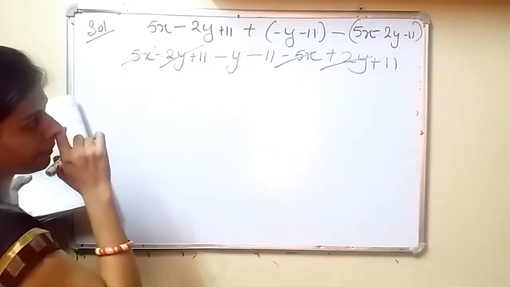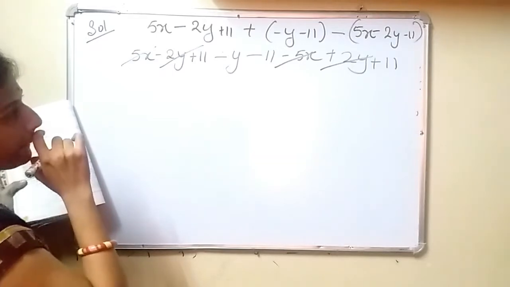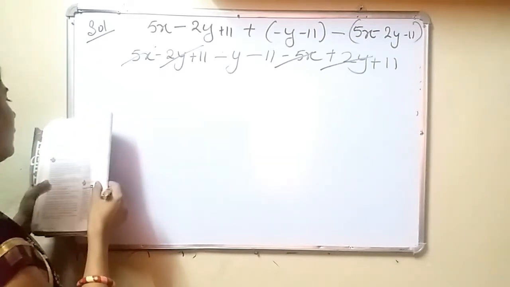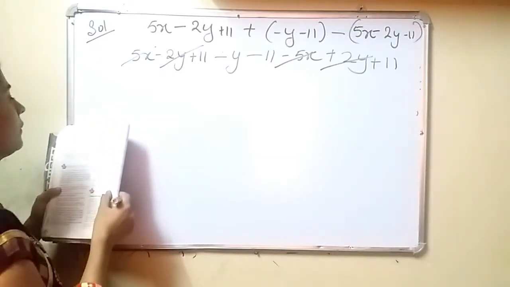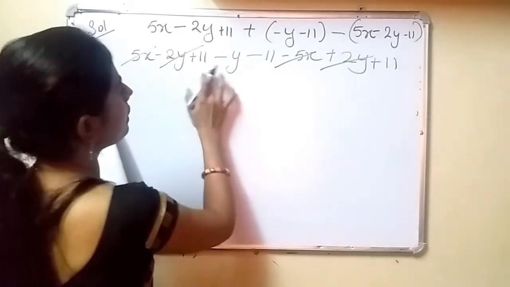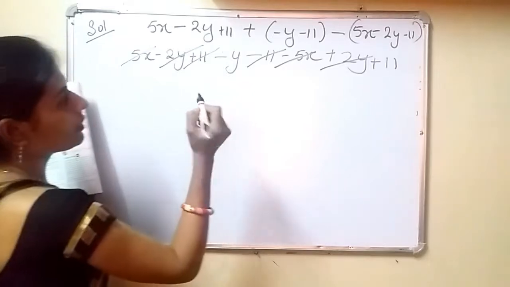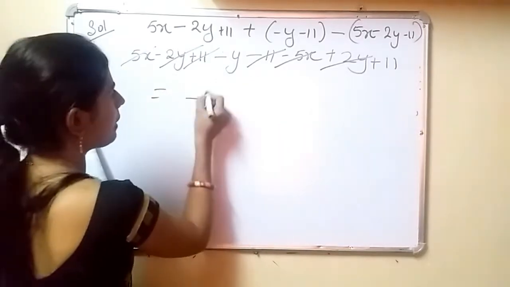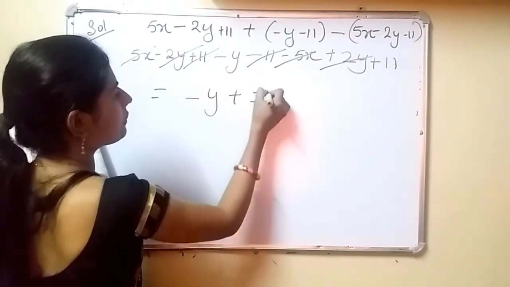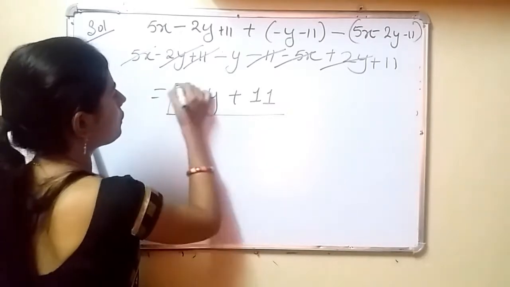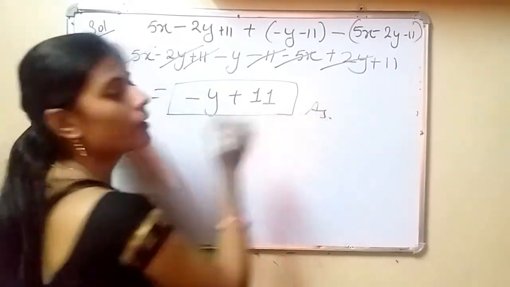Now here this is plus 11 and this is minus 11, this also cancels. Now what is remaining here? Minus y plus 11. So this is your answer.